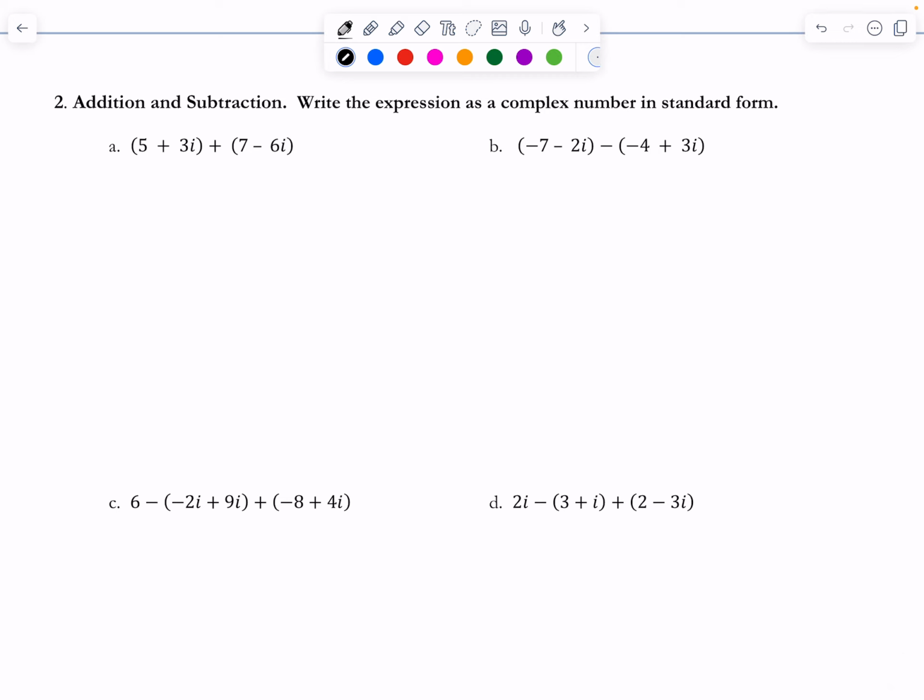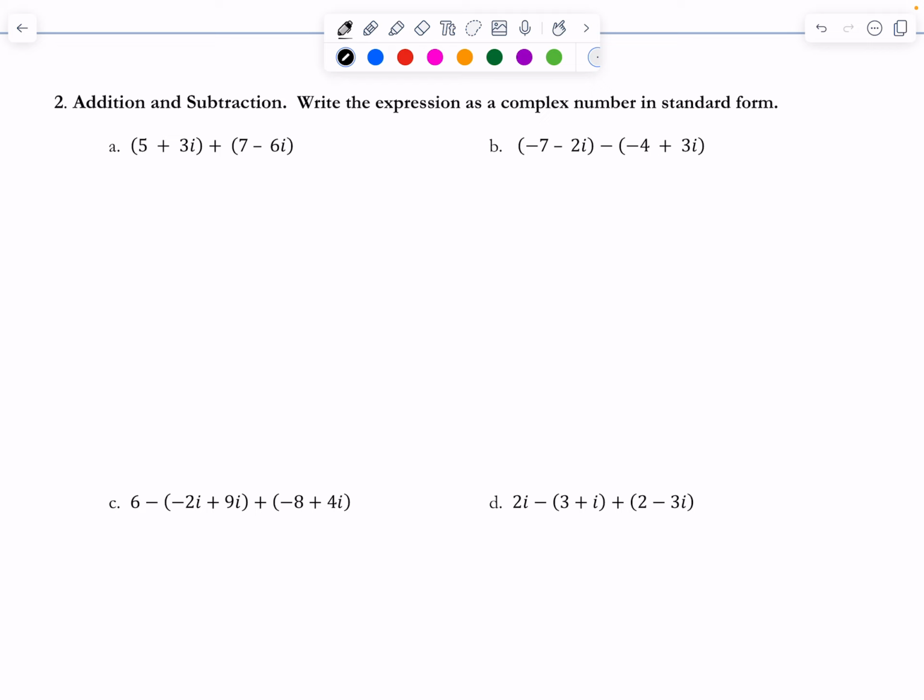Now, this will feel fairly straightforward just because when you add or subtract complex numbers, literally all you're doing is adding or subtracting the like terms, right? So your work in middle school with combining like terms is going to serve you well here.